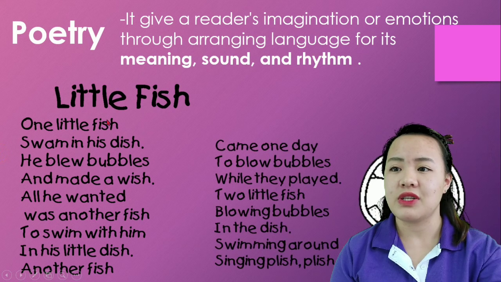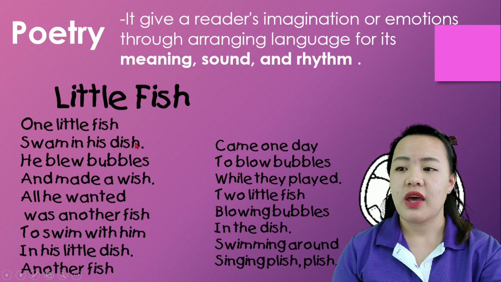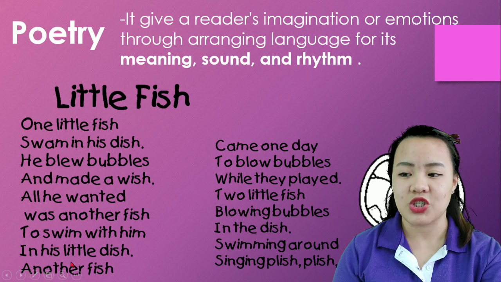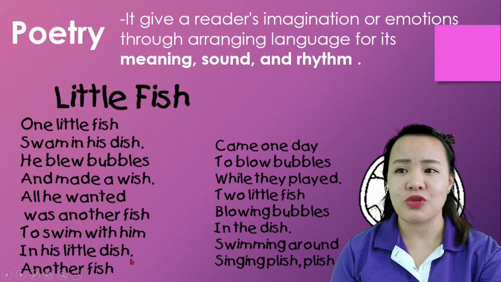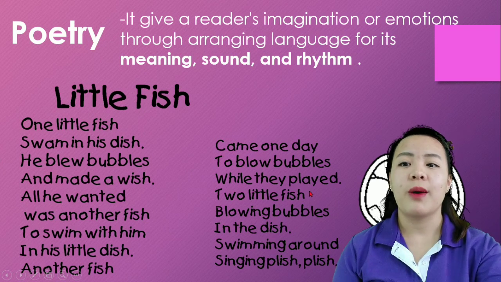Little fish. One little fish swam in his dish. He blew bubbles and made a wish. All he wanted was another fish to swim with him in his little dish. Another fish. So in making poetry also, you need to have some sound and rhythm. So this is an example of poetry.